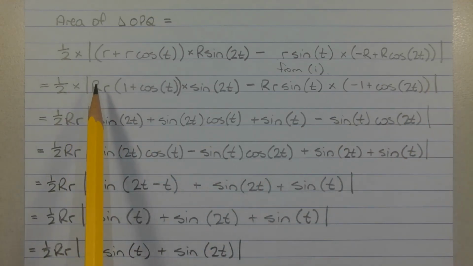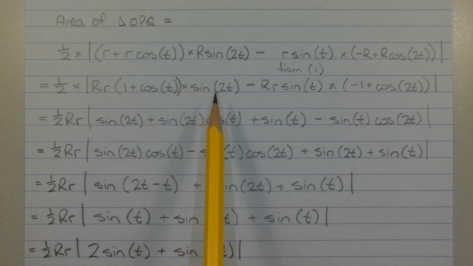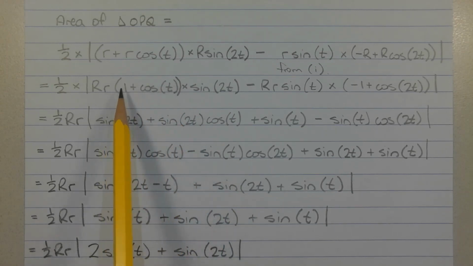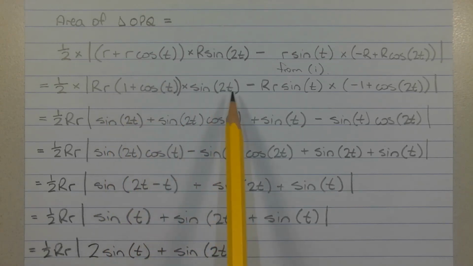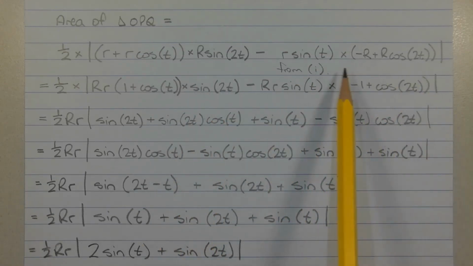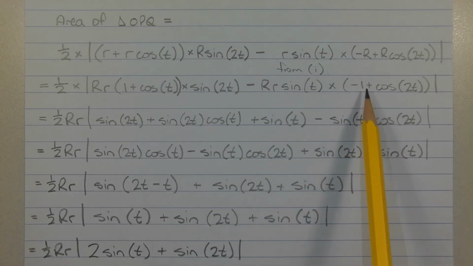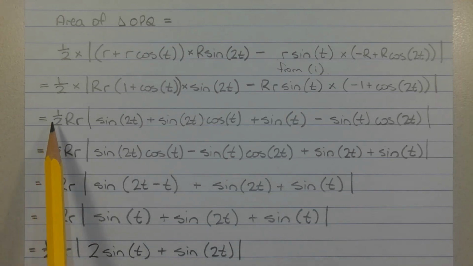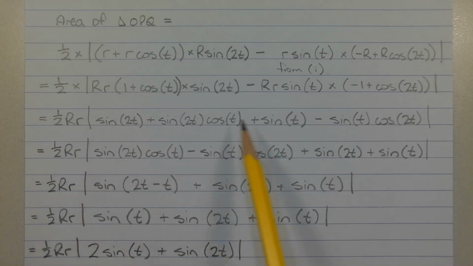Now we can factorize out capital R times r here and here, so it appears outside the absolute value brackets. And at the same time, we can multiply sin 2t to the terms inside the bracket here and here. So the 1 plus cos t, both multiplied by sin 2t. And we can expand this bracket here in a similar way as well. So multiplying negative 1 plus cos 2t by sin t. And we end up with half times capital R times r times the magnitude of sin 2t plus sin 2t cos t plus sin t minus sin t cos 2t.